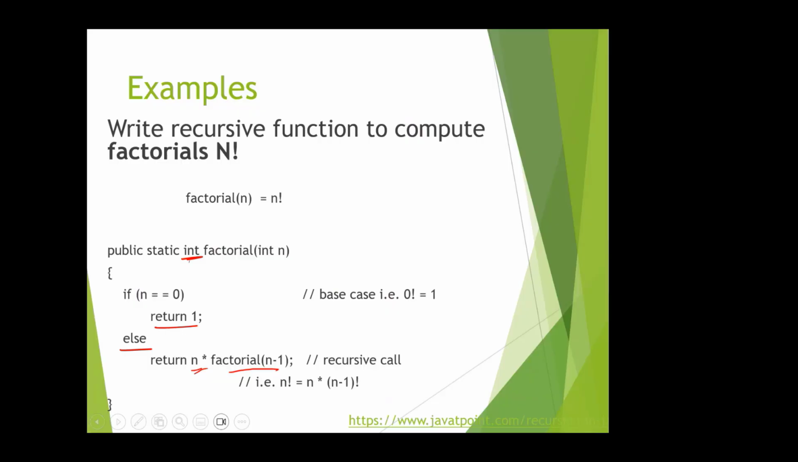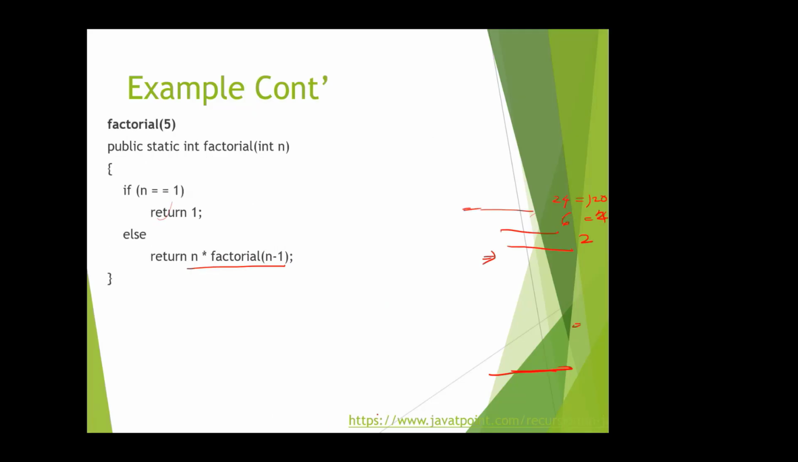So this will recursively call. In other words, n factorial is n multiplied by n minus 1 factorial. It will use this formula and recursively call. This is another online resource which will also give you some more examples of recursion in Java. Again, I'm assuming that you have used recursion at some point earlier.